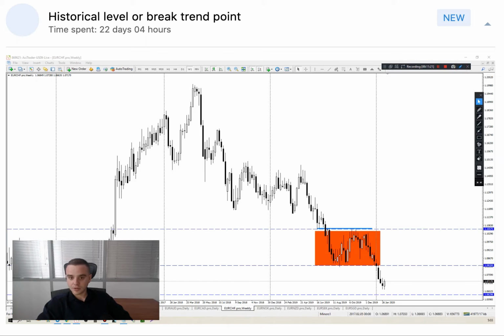Example on Euro Swiss franc. You can see it here. Price is close to this level. In January 2017, 3 years ago, price bounced from this level. Also, it is a trend change point. It is one of the most powerful levels which you can find.